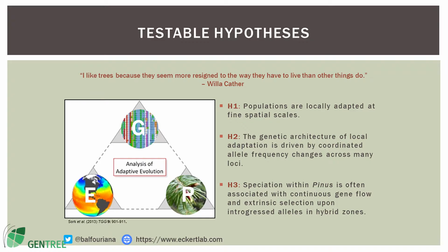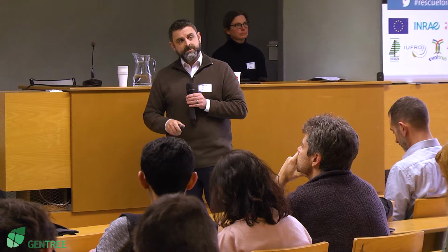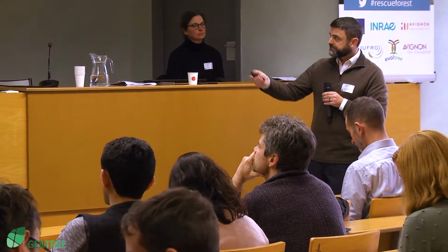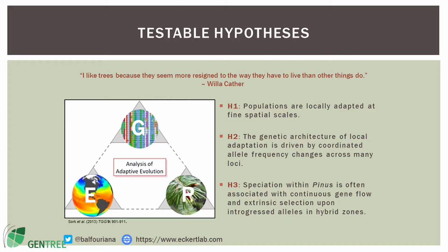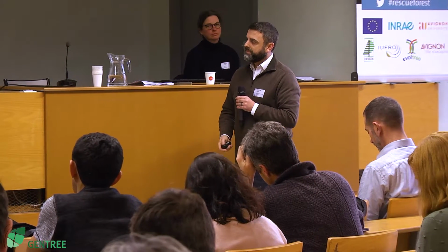All right. The first hypothesis that I want to put out there is that populations of pines or trees in general are locally adapted at fine spatial scales. And what I mean by fine is within provenance. I'll go through that at length. The second hypothesis I want to put out there is that the genetic architecture, especially at these fine scales of local adaptation, is driven not by the fixation of alternate alleles across a gradient, but by subtle and coordinated allele frequency shifts. And we'll define what that means when we get to that hypothesis.